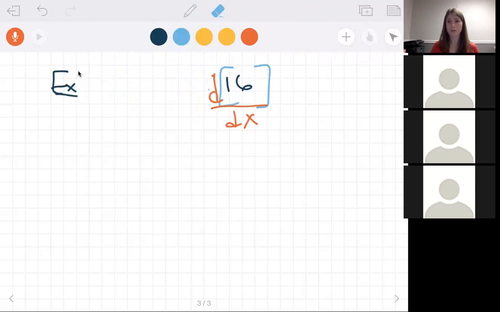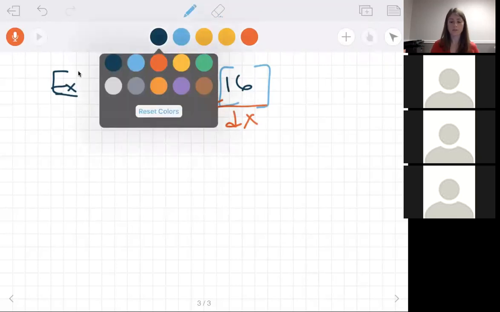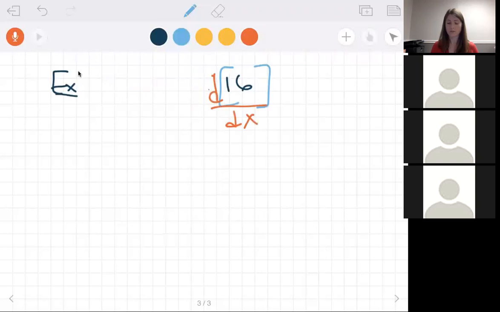And I said, focus on what is the derivative of 16 with respect to x. Well, 16 is a constant. The derivative of 16 with respect to x is 0. So we've got that piece, but we've only done one side. So let's put our other side back. And this is the trickier side.